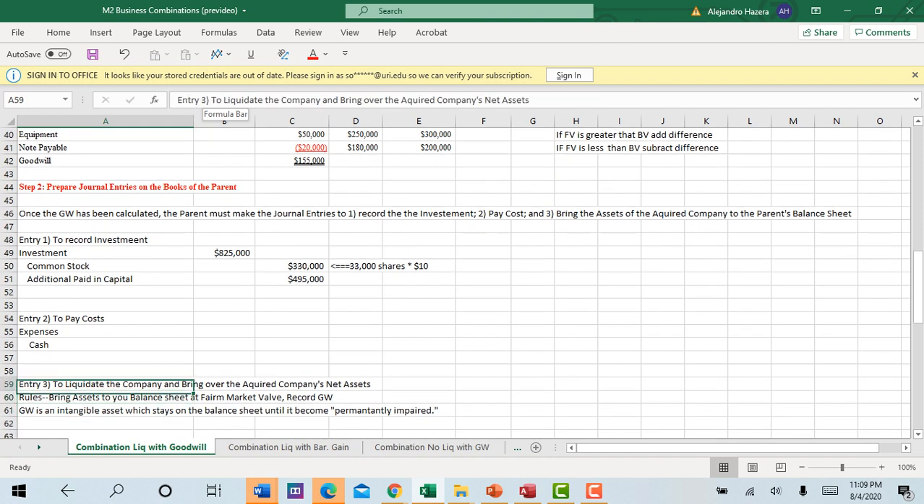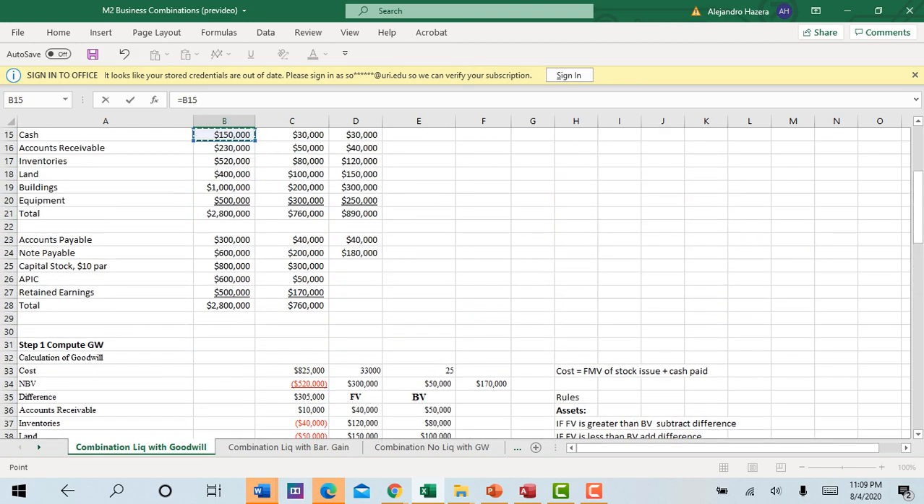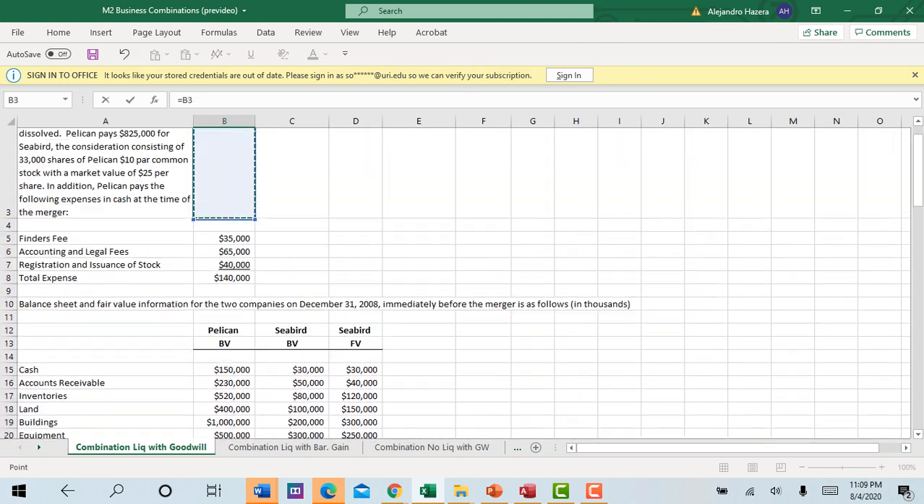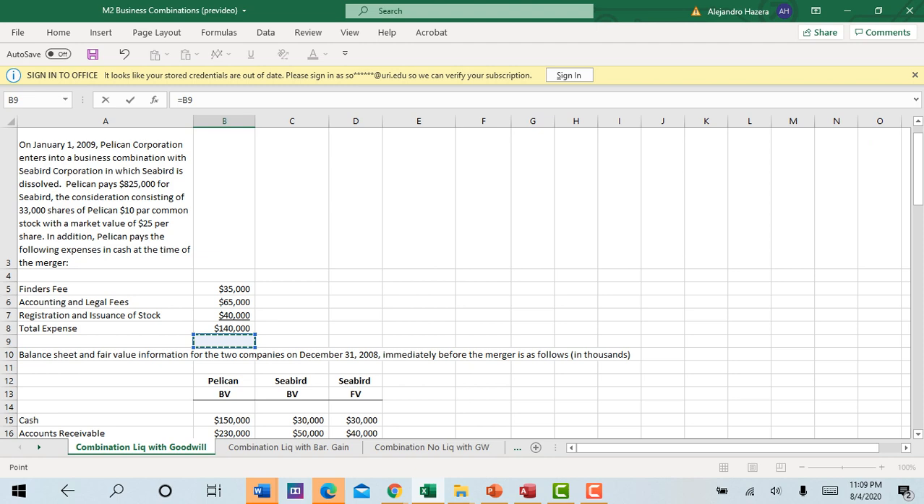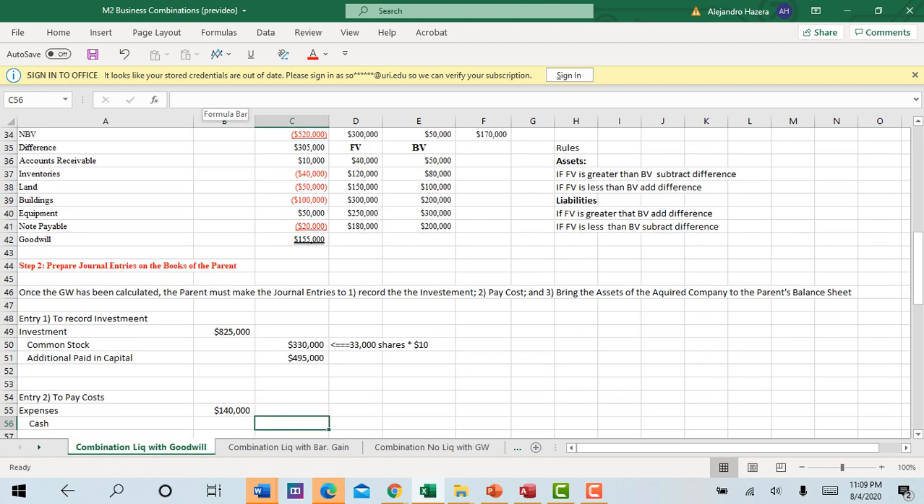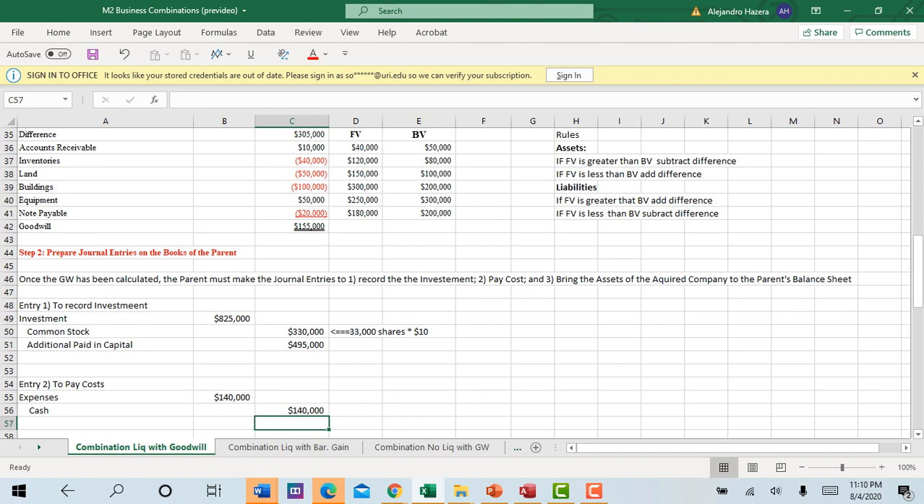Okay, now the costs. When I say costs, all these are like lawyers' fees, accountants' fees, and all those things that you have to pay when you do a merger. And the total of those was $140,000. So I'm just going to go ahead and take that out right there.